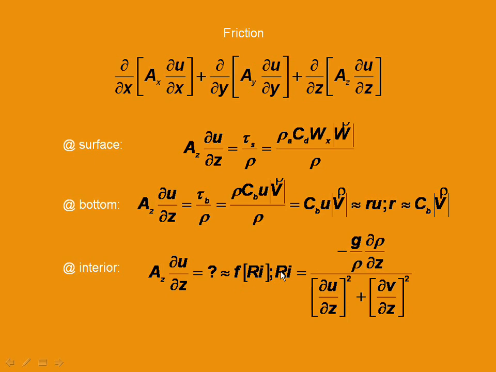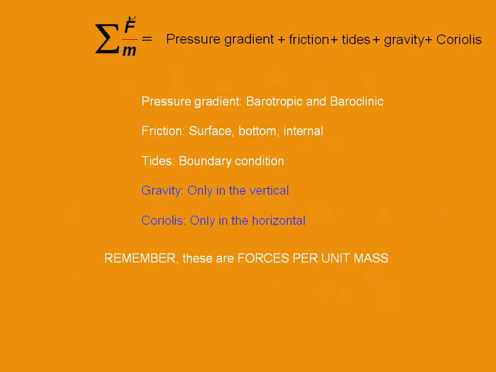If you use a numerical model, you have to get a solution for those terms, and you have to parameterize them in some way. Even if you don't use a numerical model, if you try to solve the dynamics analytically, you need to parameterize those terms. This is where the difficult part comes. Later on in the course, we will dedicate more time to that part. So we've seen how to represent the pressure gradient and how to represent friction. Tides, we said, are a boundary condition. It's just a sinusoid that we prescribe to our problem. And then gravity and Coriolis.